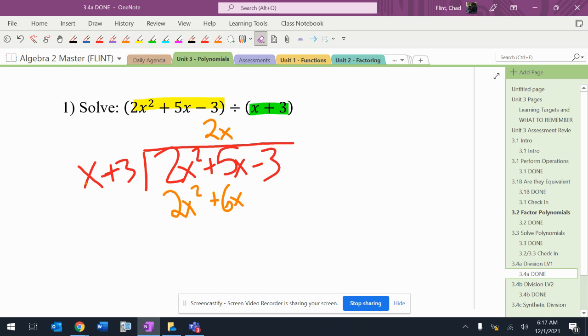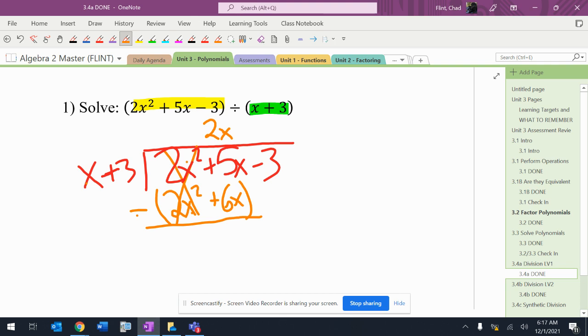Okay, now what I do after that is I subtract these things here. I like to put them in parentheses. So I do 2x squared minus 2x squared. That cancels. I want that to happen every single time, because I'm trying to eliminate one of these things each time I go through.